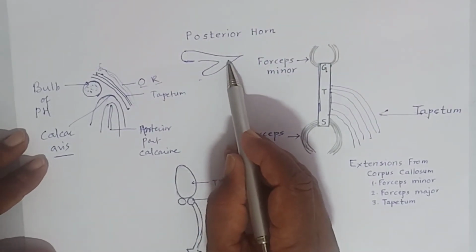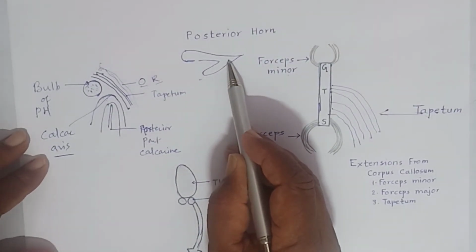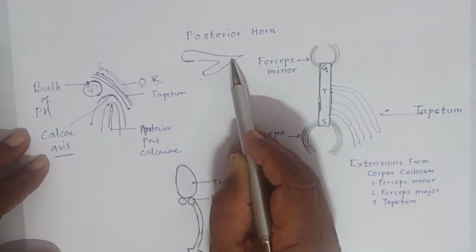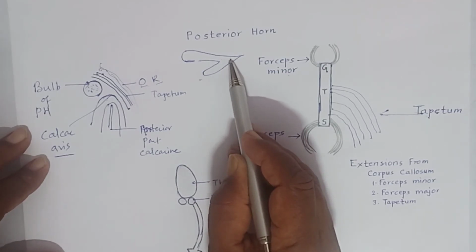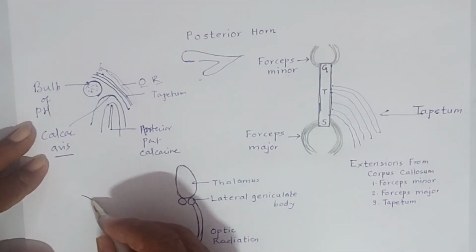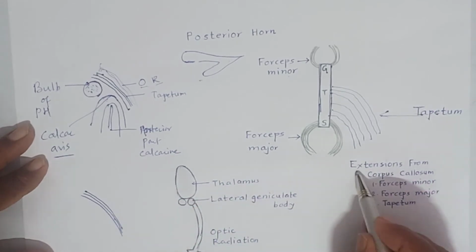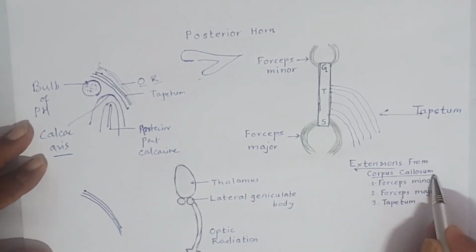This is the posterior horn. It is latest in development. Occasionally it is absent. It is often unequal on two sides. The posterior horn extends posteromedially in the occipital lobe. The roof of the posterior horn is formed by the fibers of tapetum. Tapetum are the extensions from corpus callosum.